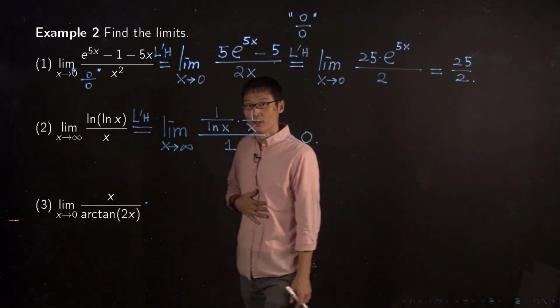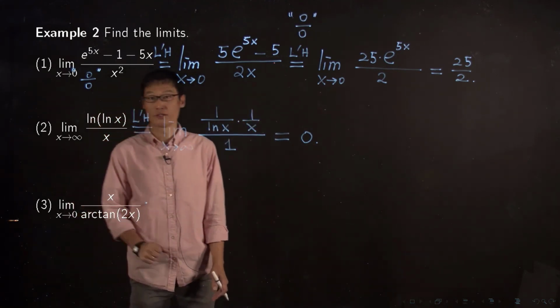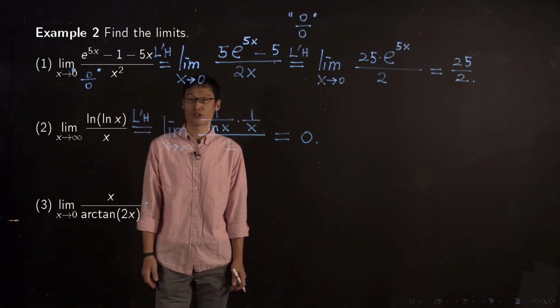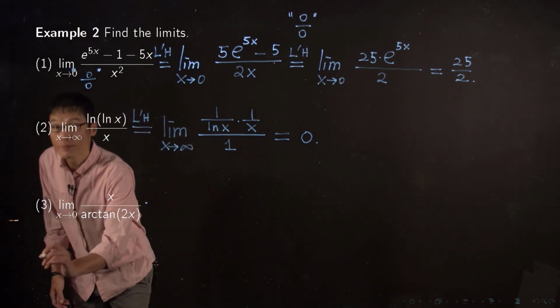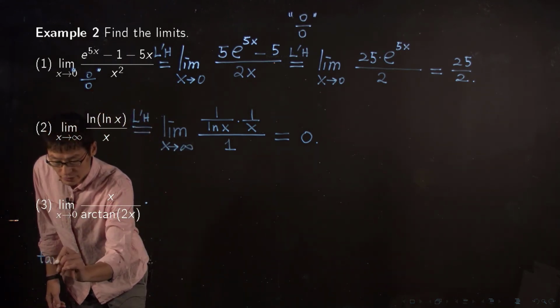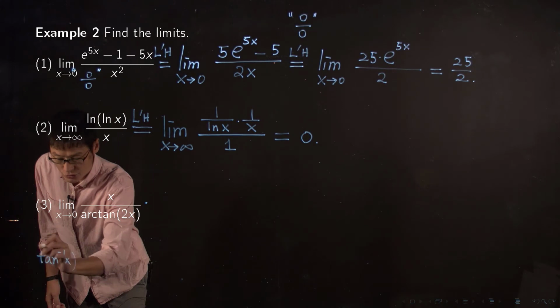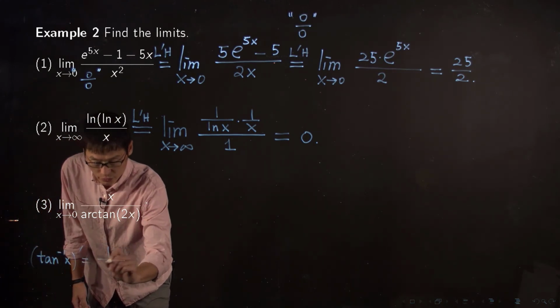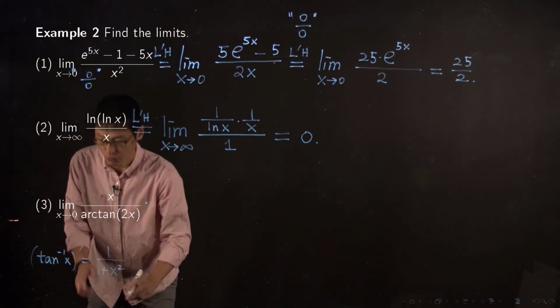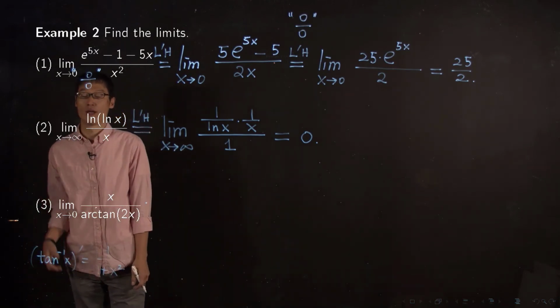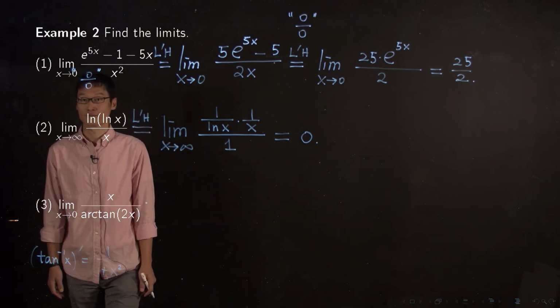Number 3. Well, we have arctangent here. Eventually, you want to take the derivative of arctangent. Here is a quick review: arctangent has derivative 1 over 1 plus x squared. So you want to apply this derivative of arctangent.